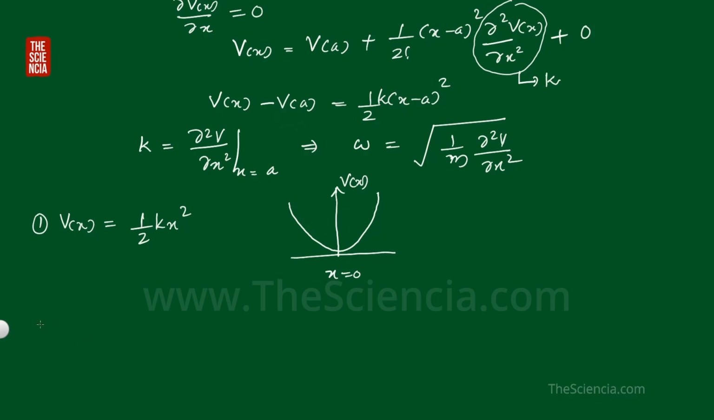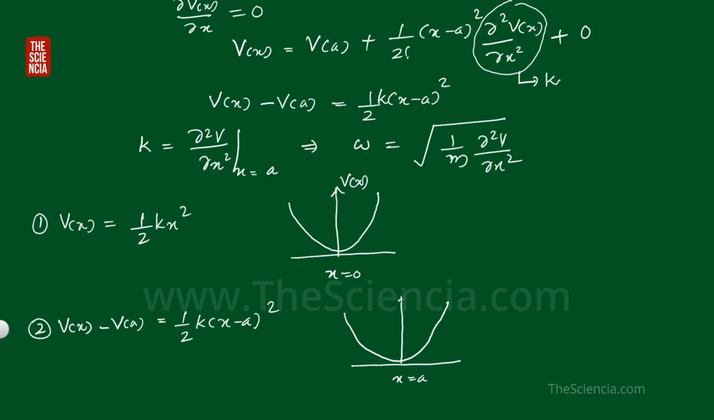Okay, and I told you another function, that is V of x minus V of a is equal to 1 by 2 k into (x minus a) whole squared. So this potential function will look like this. This is x equal to a, and this will be the V of x. That means the origin is at x equal to a.